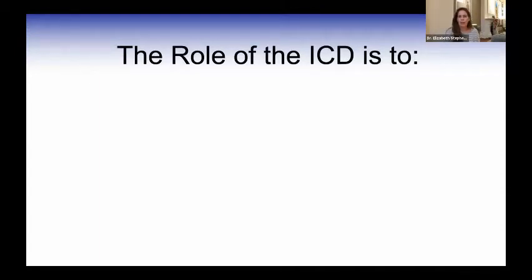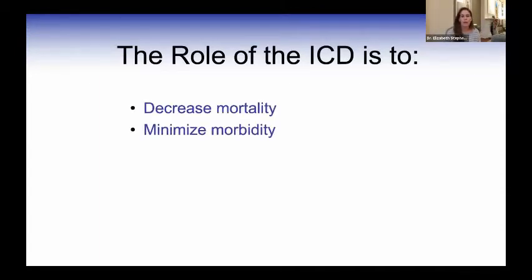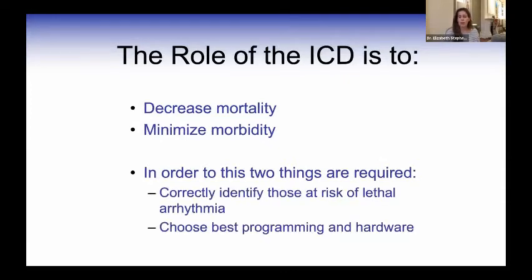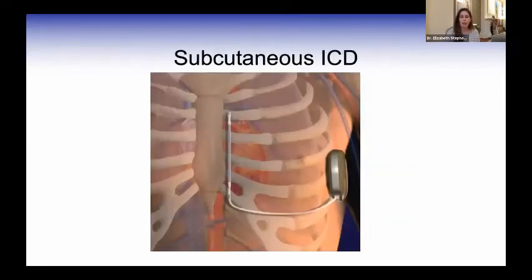So first of all, when we want to think about ICDs in general, you want to decide what exactly you are putting it in for. Ideally, you'd like to decrease mortality but also minimize morbidity, and we know there's significant morbidity associated with these devices. In order to do that, there are two things you need to do. The first is correctly identify those at risk of lethal arrhythmia, and we've been hearing about that in some of the other talks today. What I'm going to focus on is the second one, which is choosing the best programming and hardware for your individual patient.